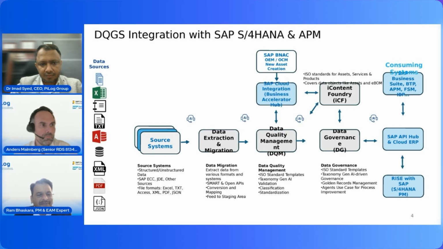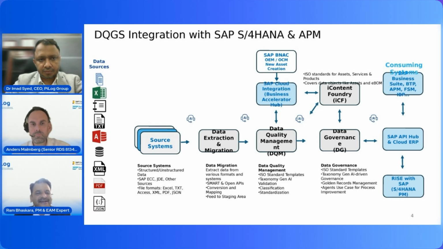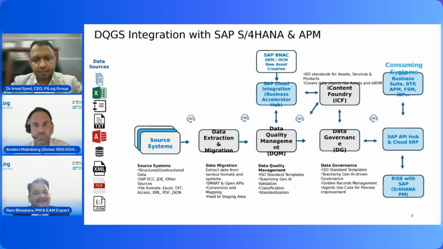This works in conjunction with the BNAC journey of SAP, wherein we are talking about asset collaboration, onboarding of the customer, and even EPCs. They bring in new technology, they bring in new flavors to the industry. So how that adoption happens seamlessly with non-compliance data and compliance data, all that modeling happens from the data quality management in synchronization with iContent Foundry. This is the beauty of the product which we are tabling for the customers.